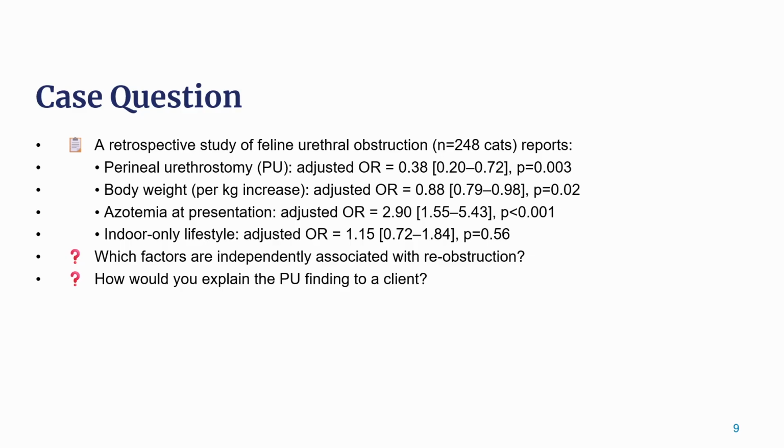How to explain PU to a client. The data show that cats who have the surgical widening procedure have significantly lower odds of blocking again, about 62% lower compared to cats managed with medical treatment alone. It's not a guarantee, but it's the most impactful intervention in this study.